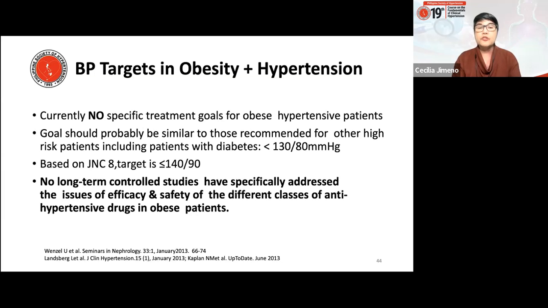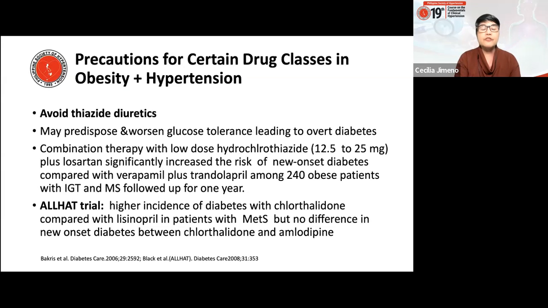So I'm talking about those with just obesity. They don't have metabolic syndrome yet or diabetes. But there are certain precautions. We are advised to try to avoid or use with caution thiazide diuretics. This is true also for persons with diabetes, as it may predispose and worsen glucose tolerance, leading to overt diabetes. So if you will use the thiazide diuretics, let us use the low dose, in combination, 12.5 to 25, because we know that the ACE inhibitors, as well as the ARBs, on the other hand, improve insulin sensitivity.